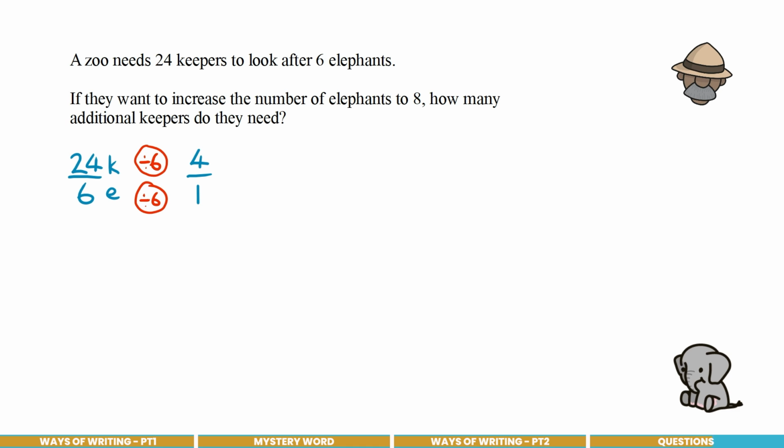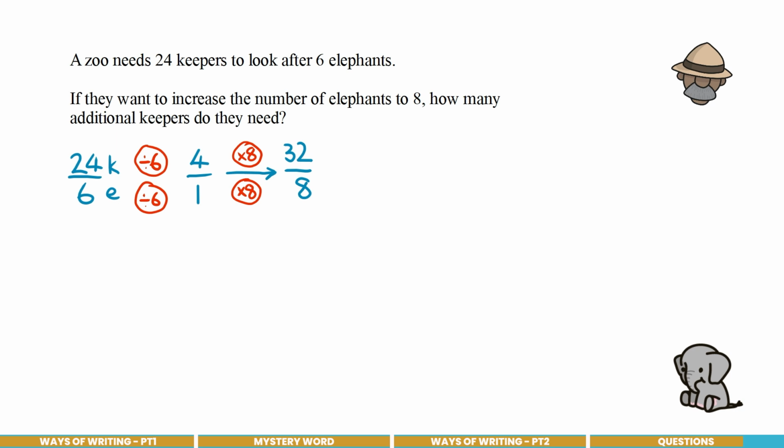Now, the question says the zoo wants to increase the number of elephants to 8. So how many keepers will there be? We need an equivalent fraction. If we have 4 keepers per 1 elephant, then how many keepers do we have for 8 elephants? Well, to go from 1 elephant to 8, we need to multiply the bottom by 8. And we need to do the same to the top, which gives us 4 times 8, which is 32 keepers.